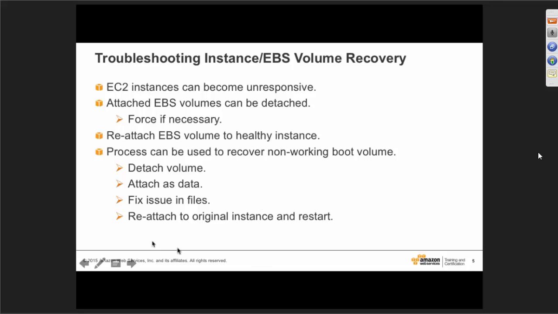Hope that helps. Oh, oops. Getting an error here. Hold on one second. Sorry about that. Hope that works.